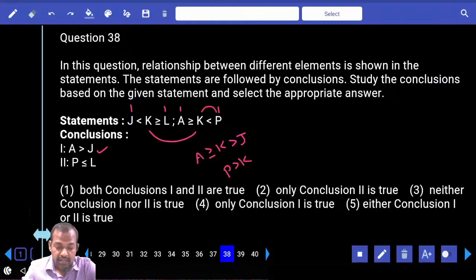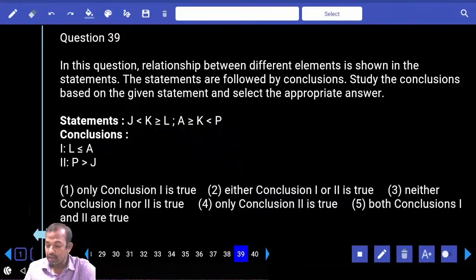That means P greater than K. Next is K greater than or equal to L. Now tell me, will you get less than or equal to here? No. Only one follows. So you are getting it or not? Do you understand? Yes or no? Yes. Next one. L less than or equal to A.